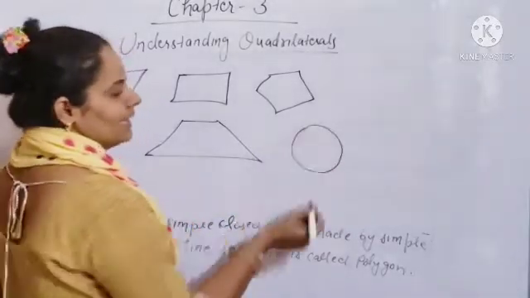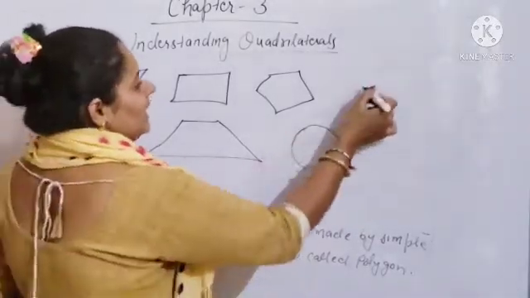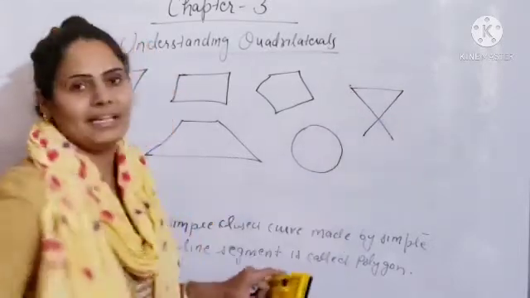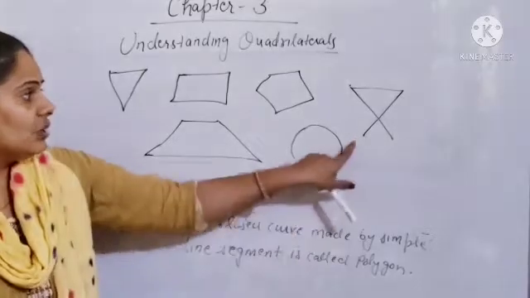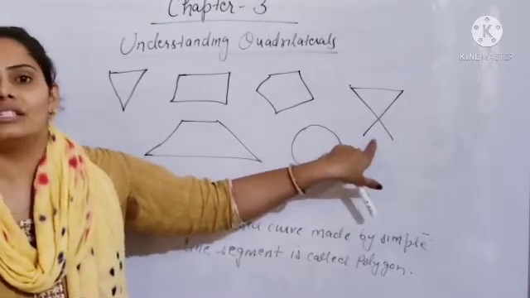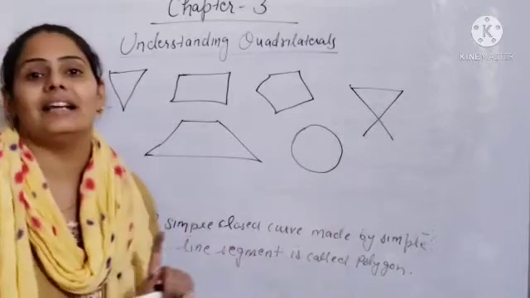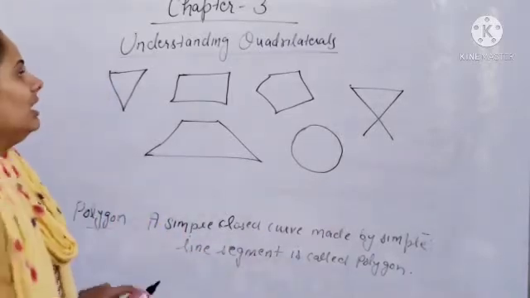For example, if you are taking a circle, this is not a polygon, and the line will not cross also. For example, you are making it like that. Clear? So this is a closed curve, but this is not a simple closed curve. So a simple closed curve made by simple line segments is called a polygon.